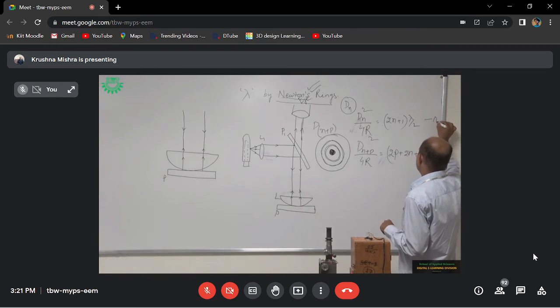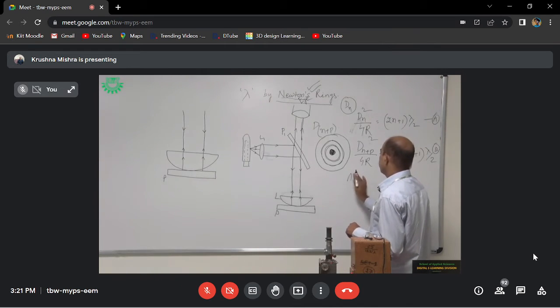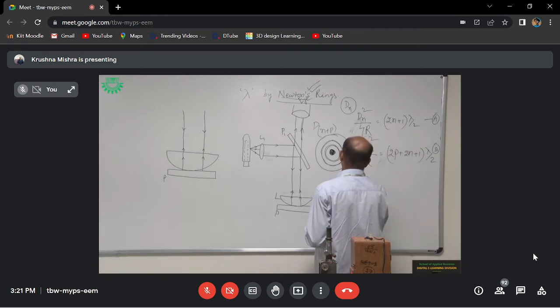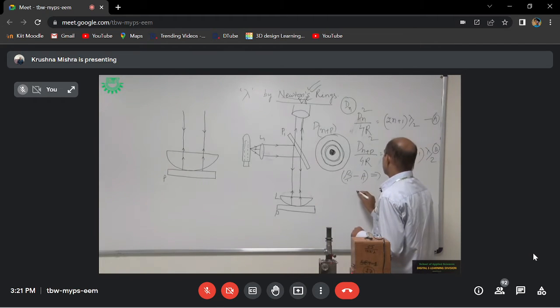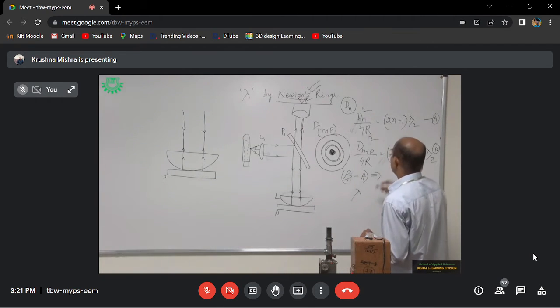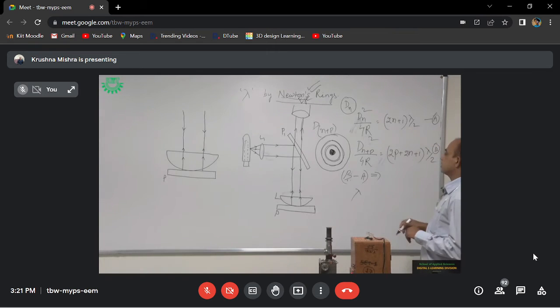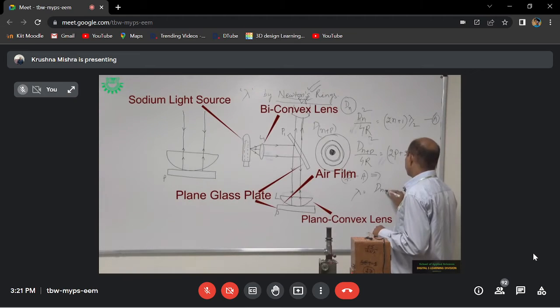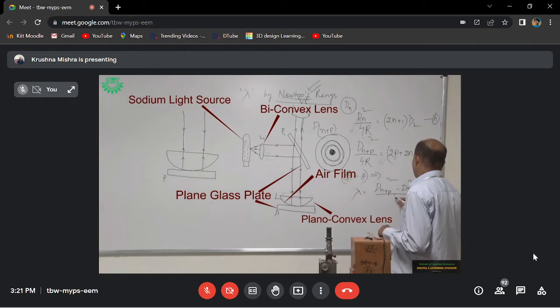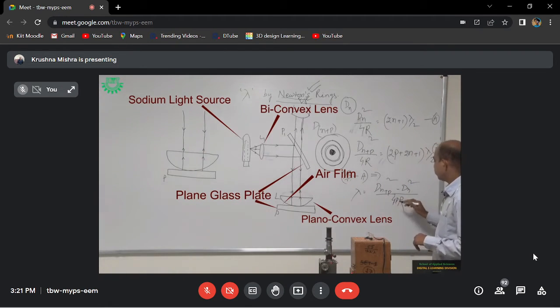If it is a, if it is b, then if you subtract b minus a, then it gives lambda. After we derive this, subtracting these, we will get lambda equals dn plus p square minus dn square divided by 4pr.